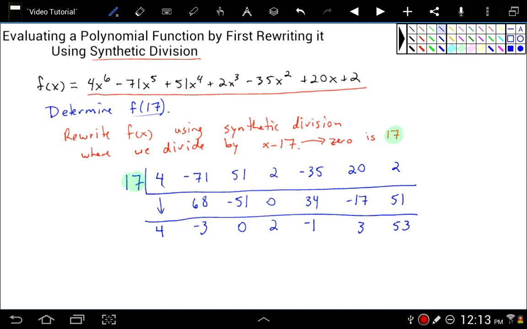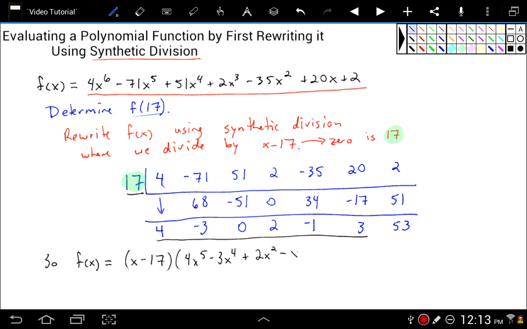So what this means is, f of x equals this stuff, okay? I don't want you to forget that. That is what f of x equals. But an alternate form would be x minus 17, since that's what we divided by, times the stuff on the bottom. That would be 4x to the 5th minus 3x to the 4th plus 0x cubed plus 2x squared minus 1x plus 3, plus my remainder of 53. So this is a different form of f of x.